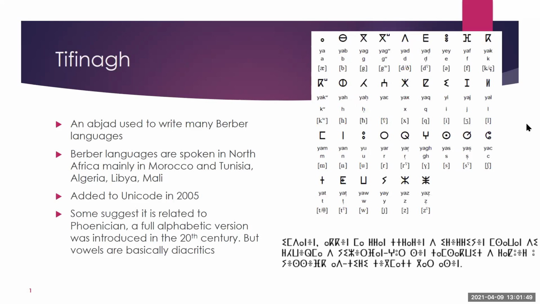Oh, I should point out, a full alphabetic version was introduced in the 20th century, but I say that vowels are basically diacritics because if you look at the example text at the bottom, whenever you see the teeny tiny little circles, those are the vowels that were introduced in like the last 50 years. And so I think that some people use them, some people don't. But what I wanted to point out is that if you were to remove them from this sample text, you would still be able to easily know what it was saying. And so you would easily be able to read it as an abjad. But I guess they wanted to make it a full alphabet for simplification.